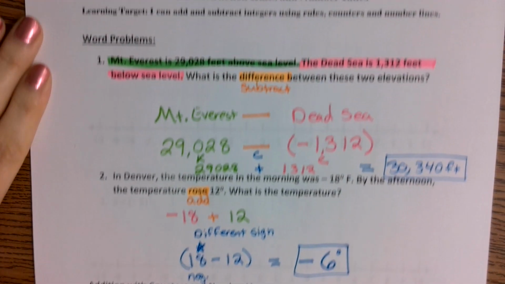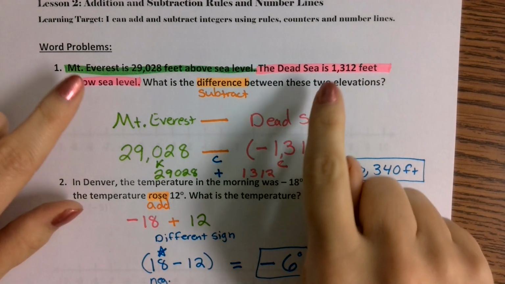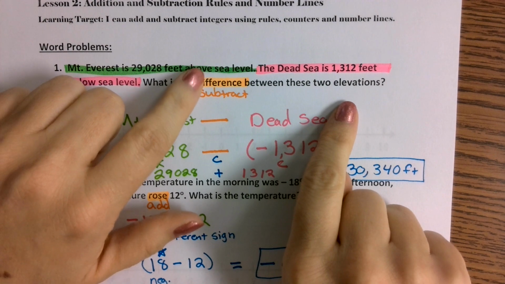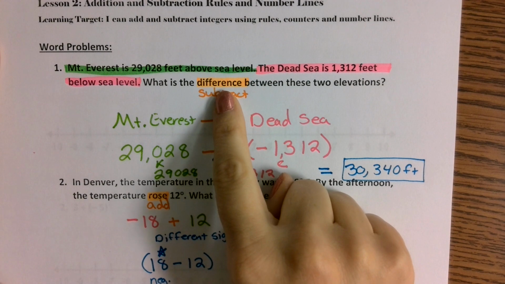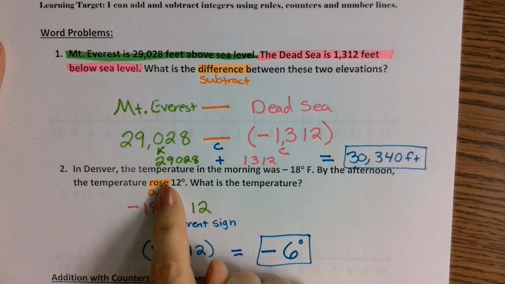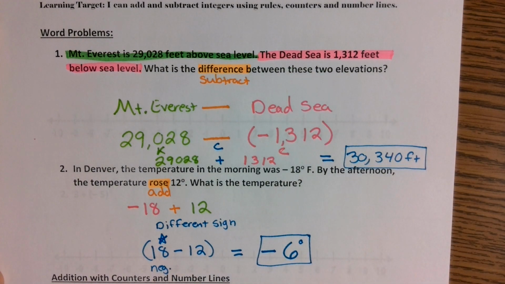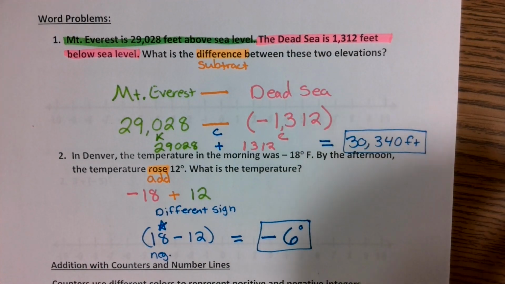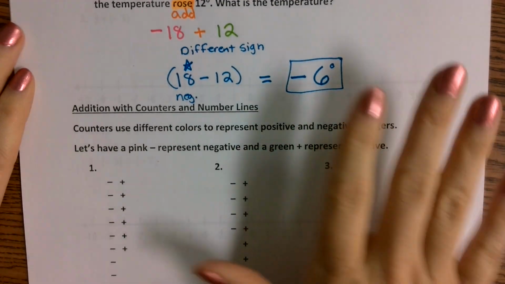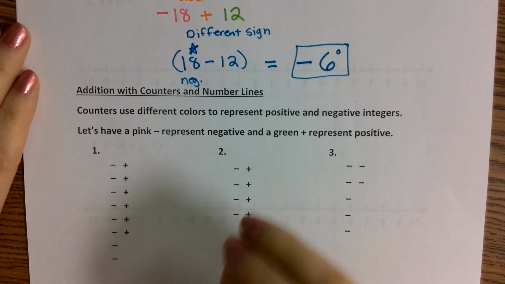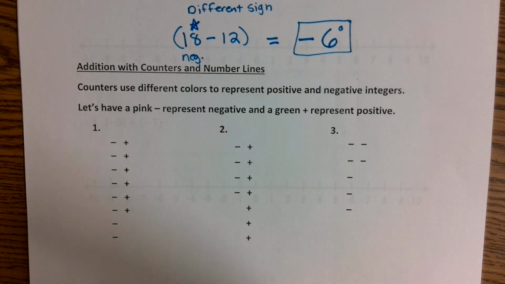We looked at what it would be if we had word problems, identifying positive and negative integers by keywords like above or below, and identifying operational terms like difference means to subtract, rows meant to add. There's all sorts of different operational terms for addition and subtraction. So we did a couple of examples of those. So where we're going to continue is another format of showing how to add or subtract integers. So we followed the rules. Now let's look at a couple of visual representations.